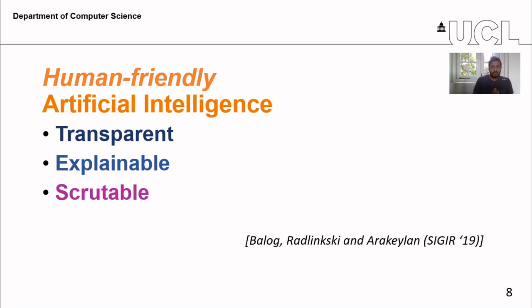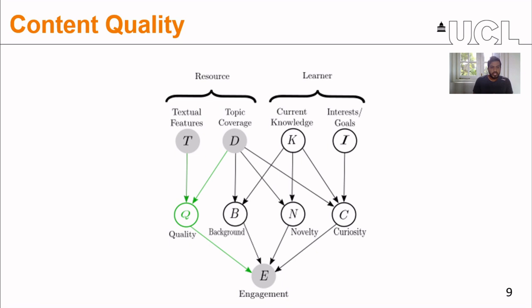In today's talk, what I'm going to do is take a few different parts that I just outlined in the overview, and discuss how we try to incorporate these three aspects in our AI systems. So first, I'm going to discuss content quality.